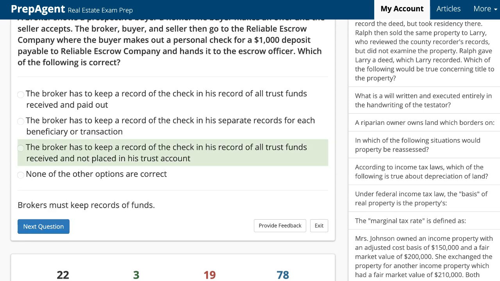Okay, so all this means the broker has to keep a record. That's true wherever you are. You always have to keep a record of all the money that's received and placed out. Once money goes in your possession, there has to be a record of it. You can't just take money and give it to people. The broker has to keep a record of the check in his record of all funds received and not placed in his trust accounts. So you must account for money that goes through your hands.